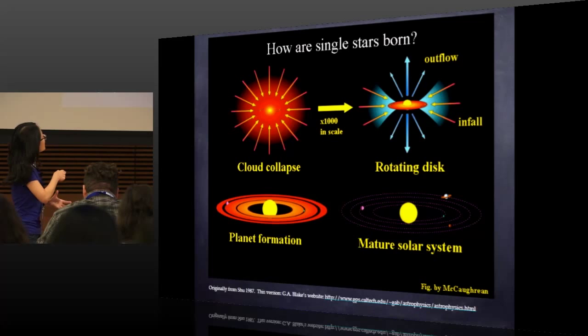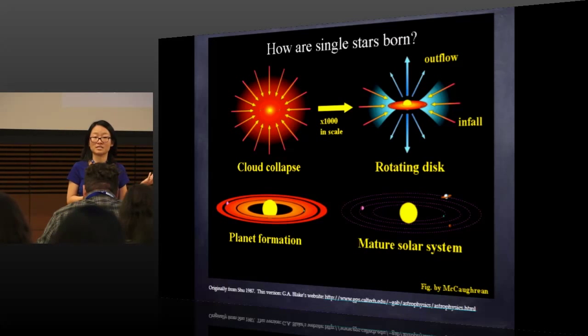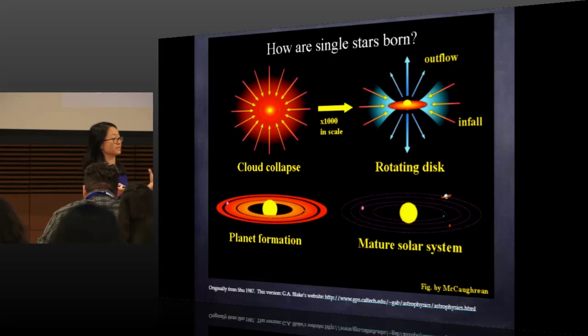This stage lasts for a few million years for solar-type stars, with a relatively mild accretion rate of 10 to the minus 8 solar mass per year. After this relatively stable stage, the disk enters a very rapid dissipation stage. The next speaker is going to talk more about that. The disk will dissipate in around 100,000 years, and if you're lucky, we'll live with a planetary system.